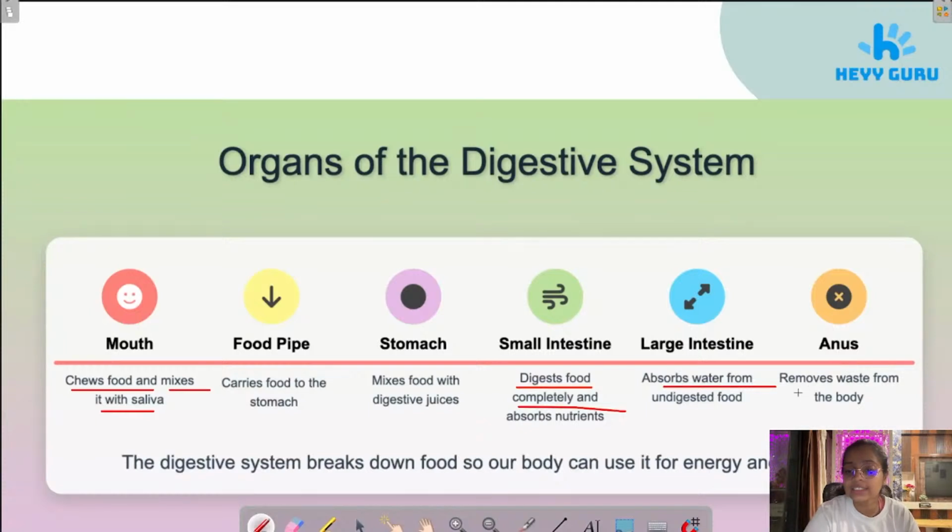So these are all the organs which help the digestive system.